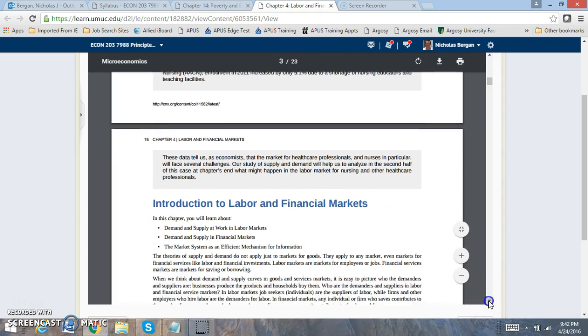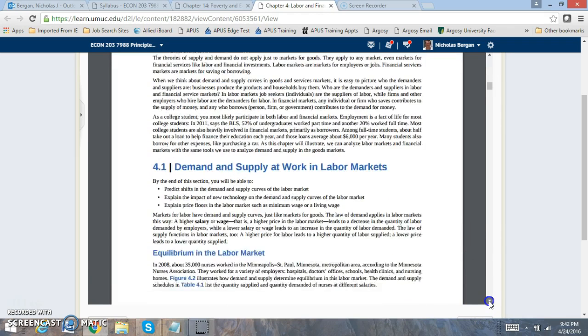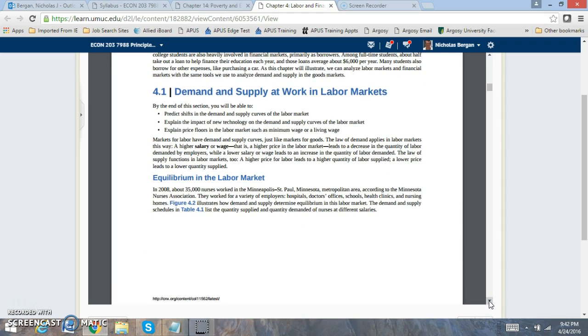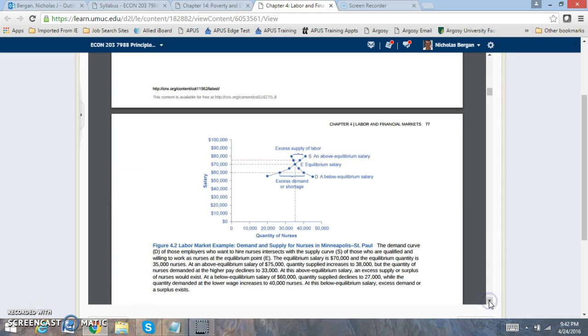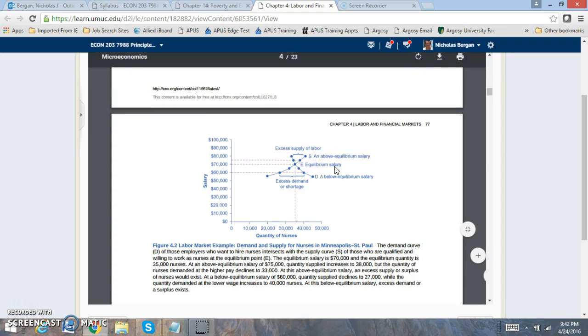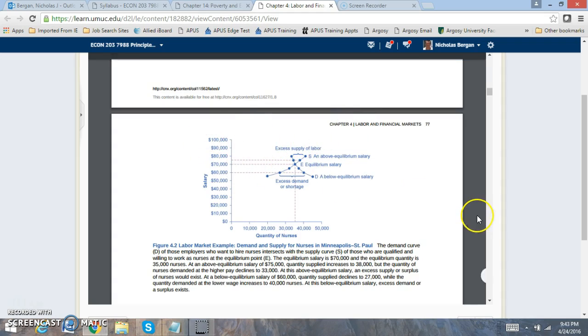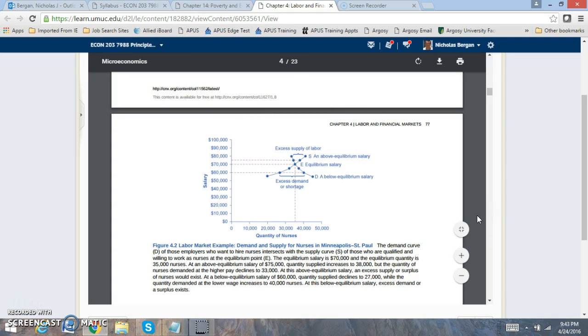So when we look at labor demand and labor supply, we have to look at the way that wages are defined. When we look at equilibrium, you'll notice equilibrium will be established just like supply and demand, and equilibrium will be around 35,000 nurses at a pay of $70,000. If fewer nurses are available, so let's say that there have been fewer nurses coming through and supply decreases, there's going to be a higher salary for nurses.